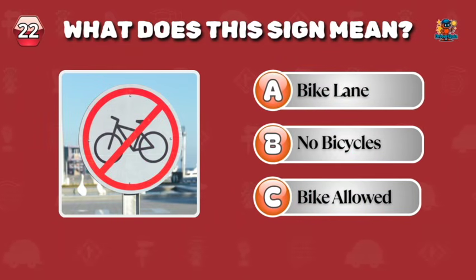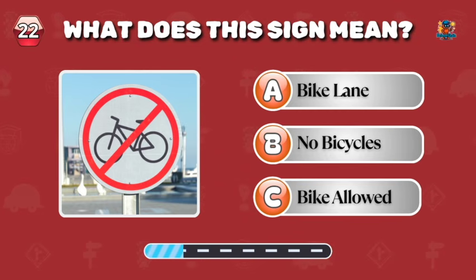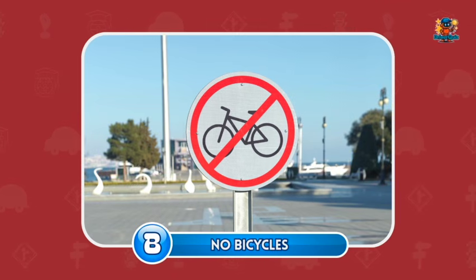Question 22. A. Bike lane. B. No bicycles. C. Bike allowed. No bicycles. This sign means bicycles are not allowed in this area or on this roadway.